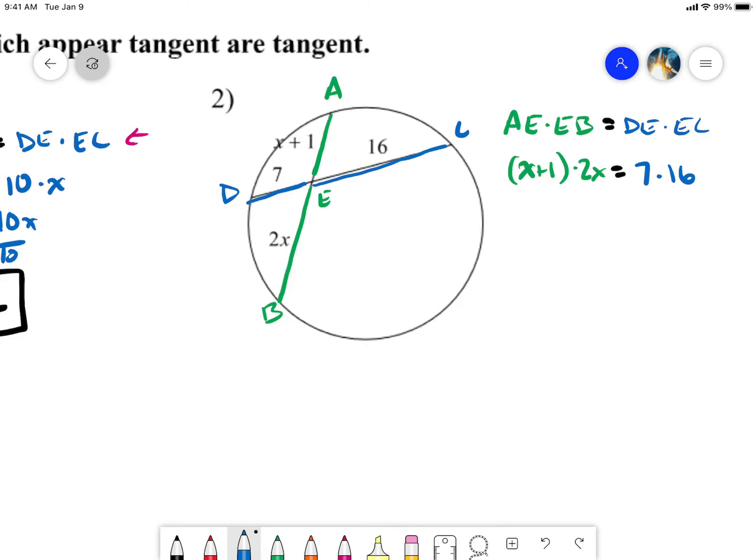Okay. So let's just look at the right side first. What's 7 times 16? 112? Yeah. 112. And then what about the other side?